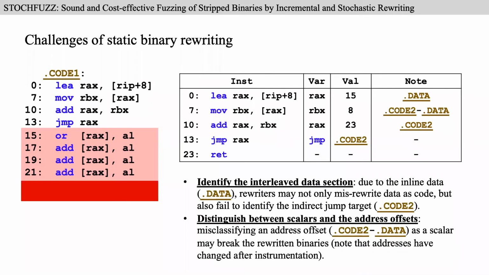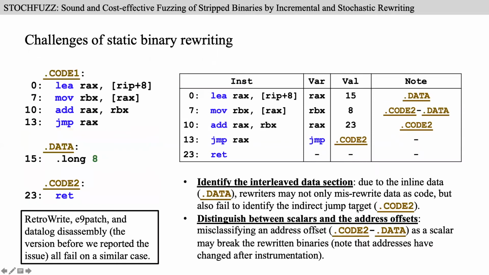In addition, distinguishing between scalars and address offsets is another undecidable problem. Considering the constant 8, we need to know whether it is a simple numerical value or it serves as an offset. Note that rewriting has no effect on a scalar value that is not an offset, but it may change an offset value because instructions may get shifted by instrumentation. According to our experiment, 3 state-of-the-art static binary rewriting techniques all fail on some programs.